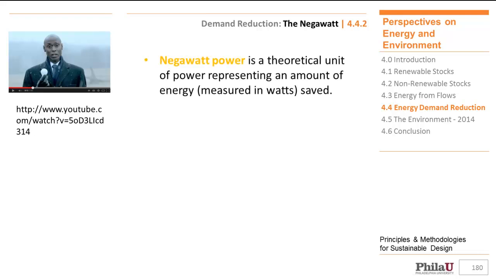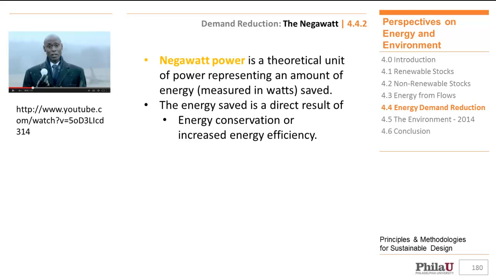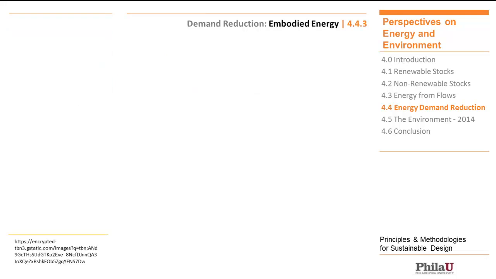So the negawatt is a theoretical unit of power representing an amount of energy measured in watts saved. So for example, an LED bulb over an incandescent bulb would actually generate a fair amount of negawatts. This is the energy saved as a direct result of energy conservation or increased energy efficiency. And it could be a light bulb, it could be a car, it could be a building, it could be a technology in a building. But certainly this is a big part of what we think of as part of sustainable design. This term was coined by Amory Lovins from the Rocky Mountain Institute, pretty well known, probably one of the leading thinkers in sustainable design.